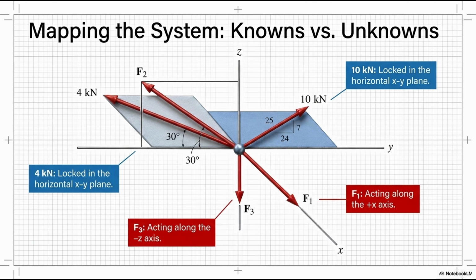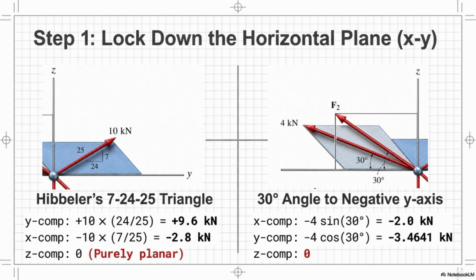5 distinct forces act at this point, each behaving differently. The 10 kilonewton force lies in the horizontal XY plane, marked with a familiar 7-24-25 right triangle. This triangle allows us to extract component ratios directly without computing sines or cosines, while its z component is 0 because it is a purely planar force. The 4 kilonewton force also lies in the xy plane, positioned to the left and forming a 30-degree angle with the negative y-axis. It projects into both horizontal directions, with 0 component along the vertical z-axis.